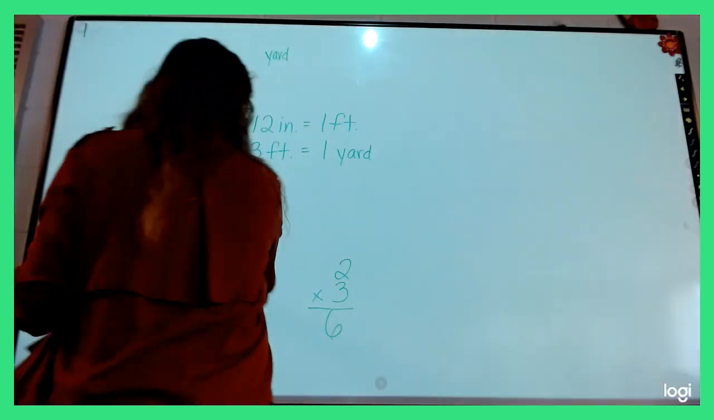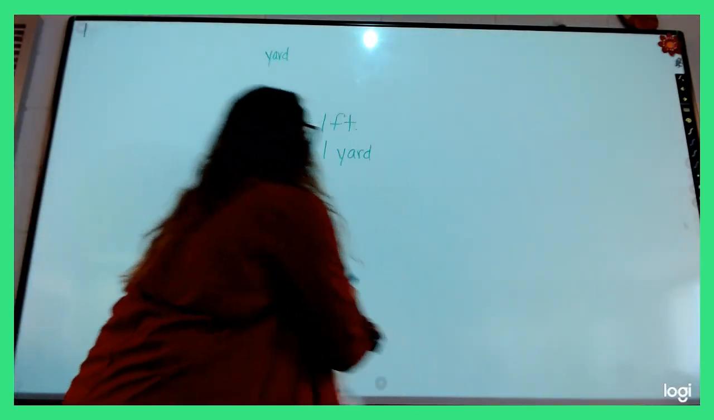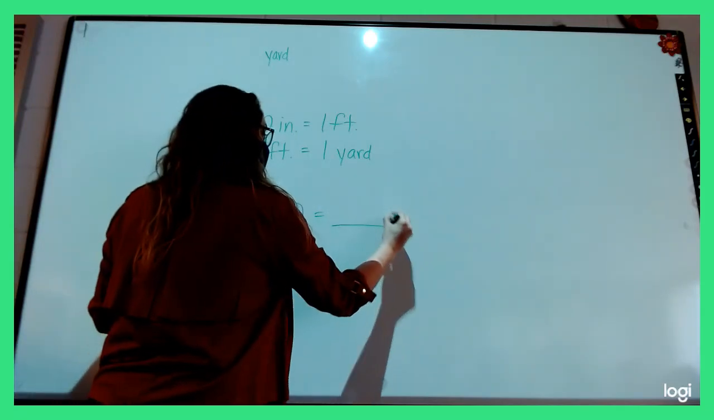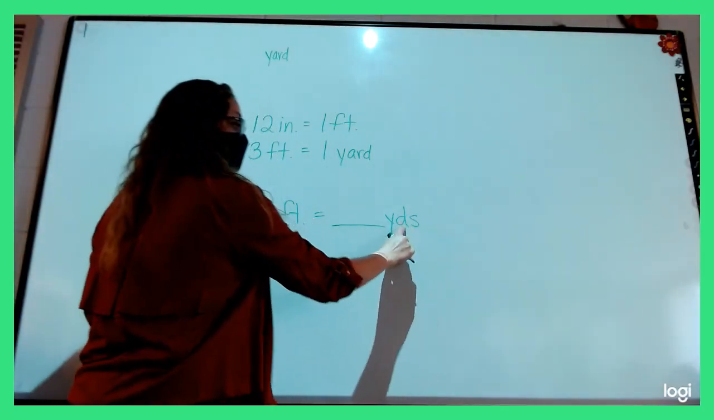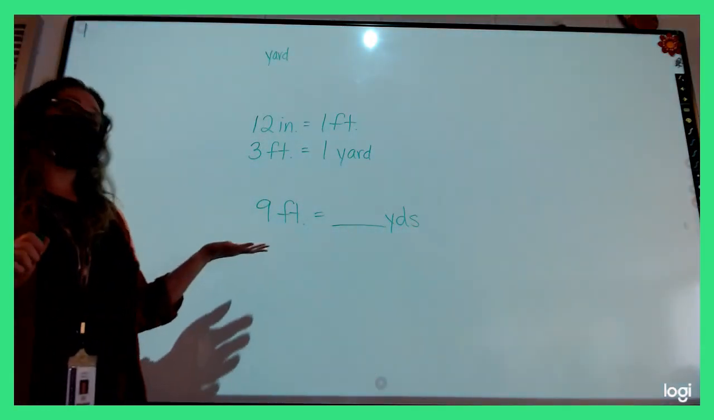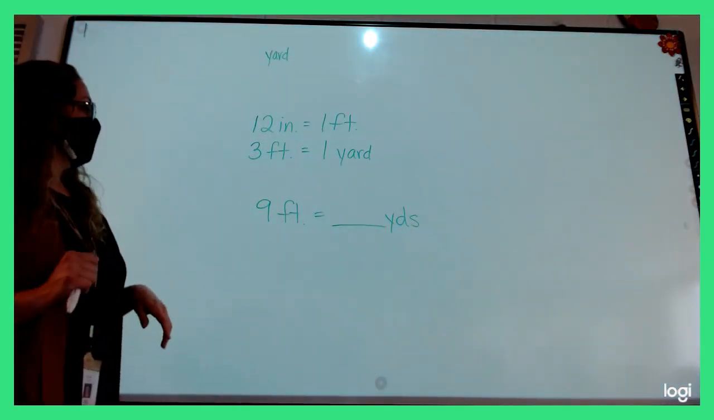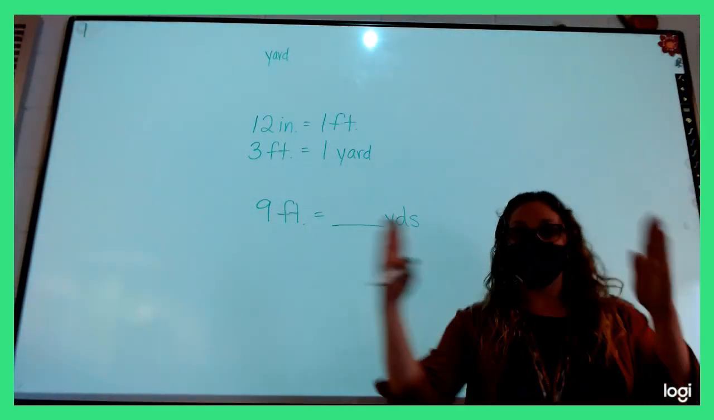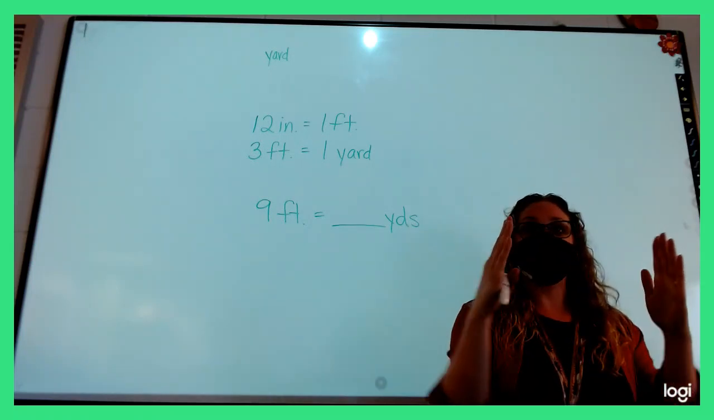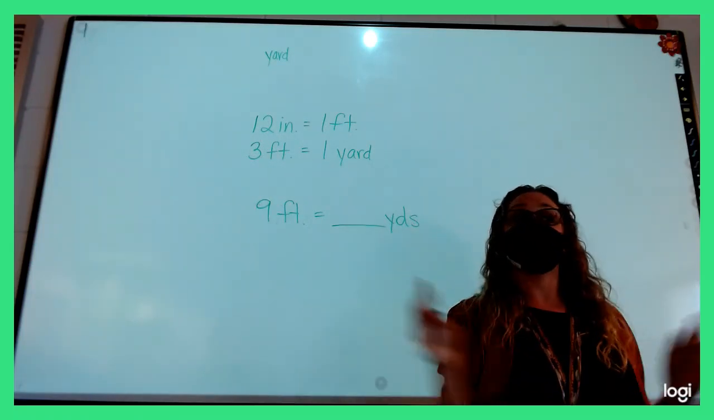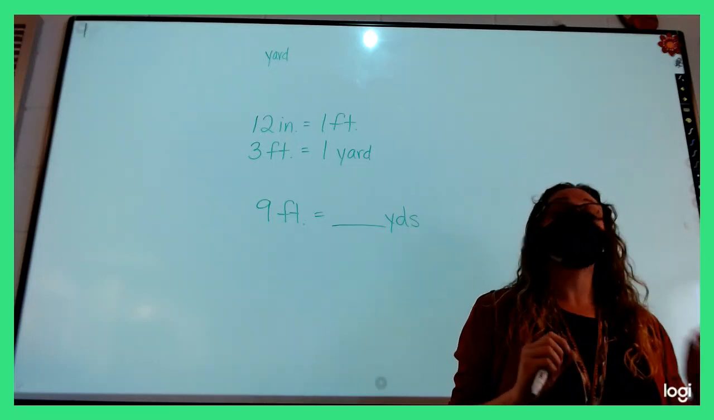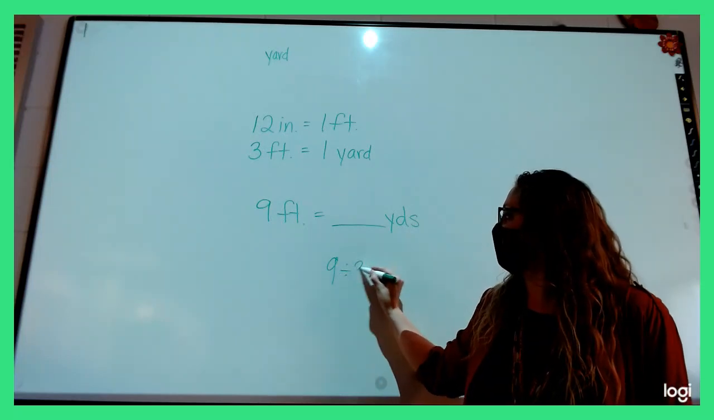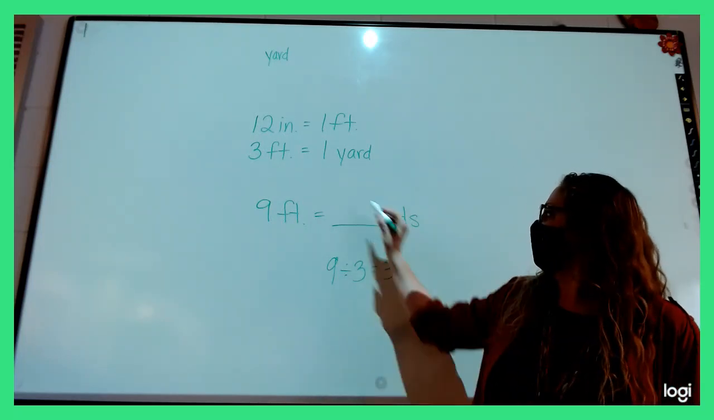If I had, this time, 9 feet, and I want to know how many yards that is. That's the abbreviation for yards, although it's not very much shorter than writing yard. Any ideas how I'm going to figure that one out? This time I'm going from a smaller amount, a foot, and I want to know how many yards it makes. So we're not going to multiply this time. Angie, what do we do? Divide. We're going to divide. So I have 9 feet, divided by 3 feet in each yard, and I get 3 yards.